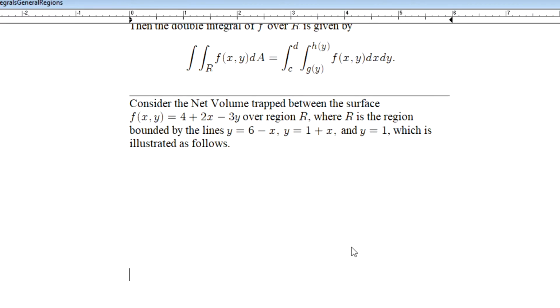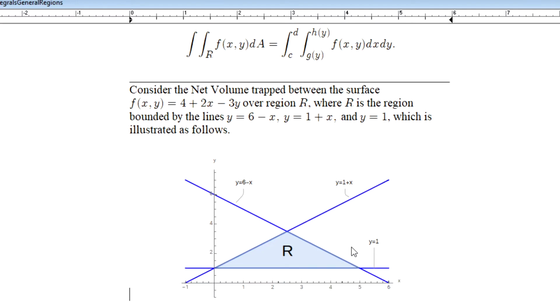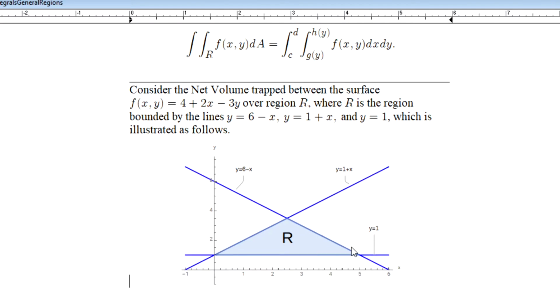Now, I hope I have this illustration right. I think I do. I'm second guessing myself. Did I get it right? Yes, I did. Okay, so this would be the illustration of our region here. Notice region R is the region bounded by these lines. The line y equals 6 minus x, the line y equals 1 plus x, and the line y equal to 1. It's this interior region here.